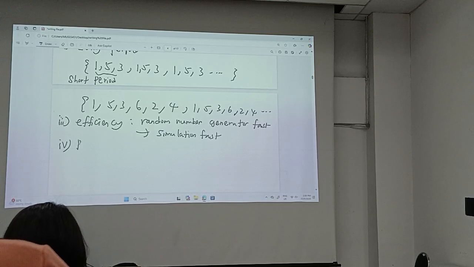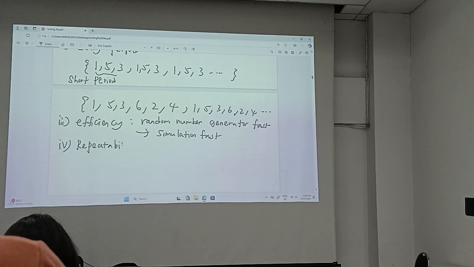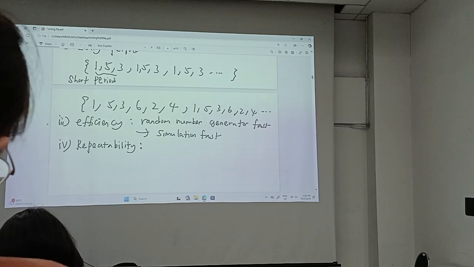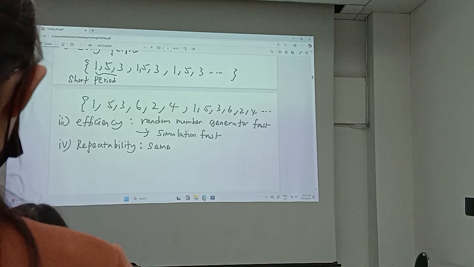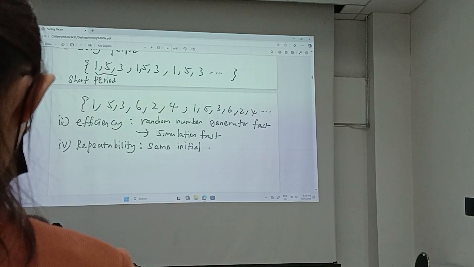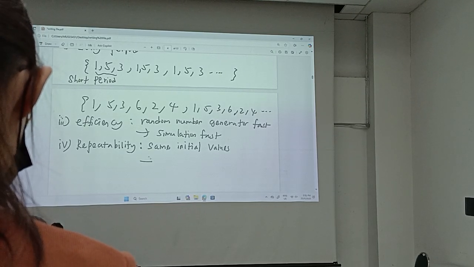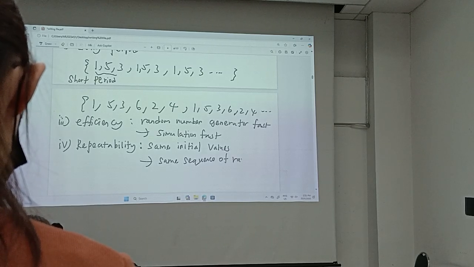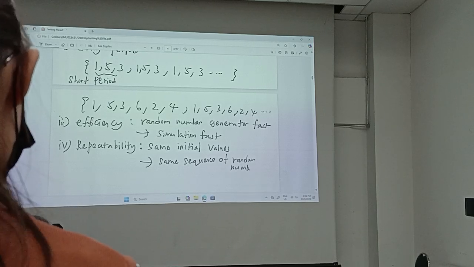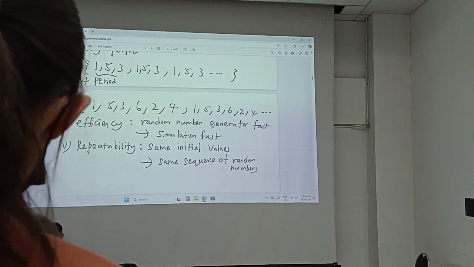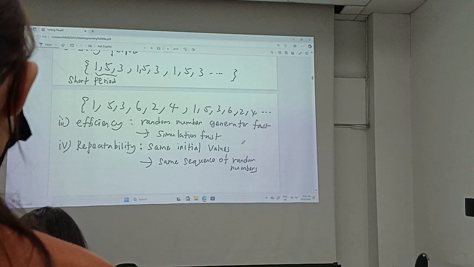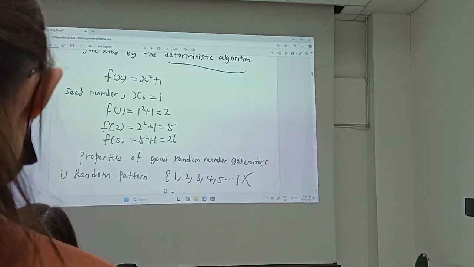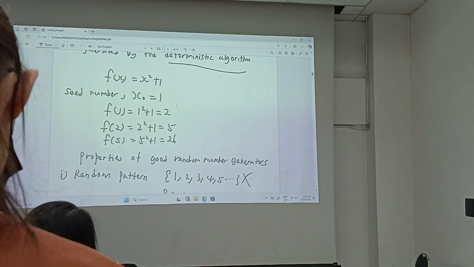Number four is repeatability. What does repeatability mean? Repeatability means the same initial value leads to the same sequence of random numbers. What does it mean? For example, what I just showed you: when the initial value equals 1, it will always generate the random number 2. It must be consistent.